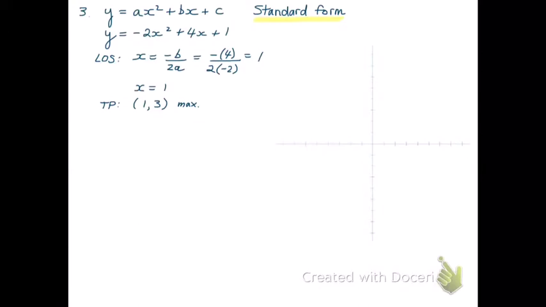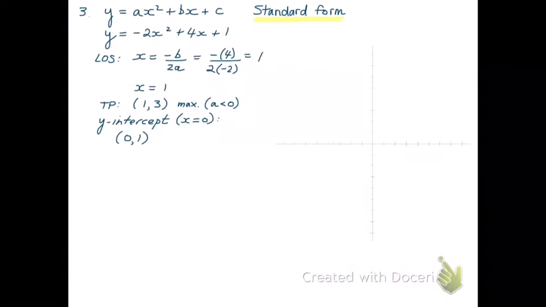This is a maximum turning point, as I said before, because a is less than 0. The y-intercept is when x equals 0. Substitute x equals 0 into the equation and you get y equals 1. Now in this example, we're not asked to find the x-intercepts or the roots of the equation. This is actually the least user-friendly form if you're graphing without the aid of a calculator, because the roots will often be difficult to find.